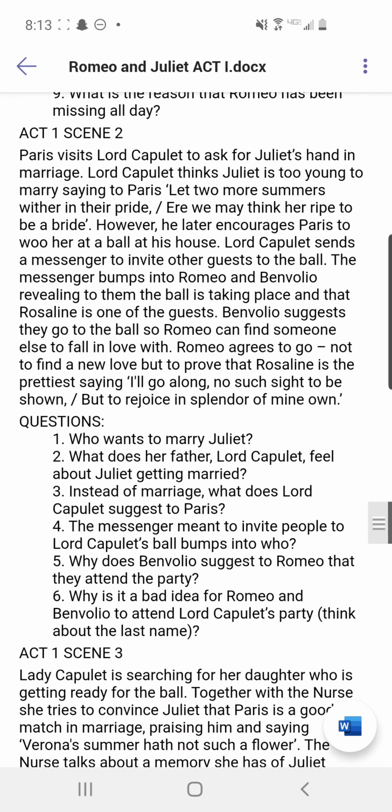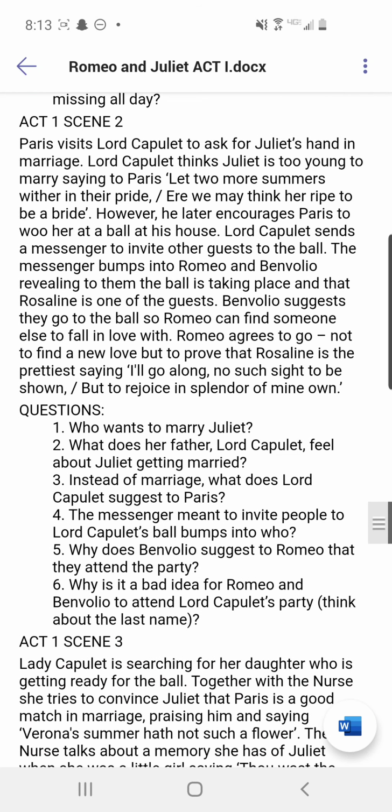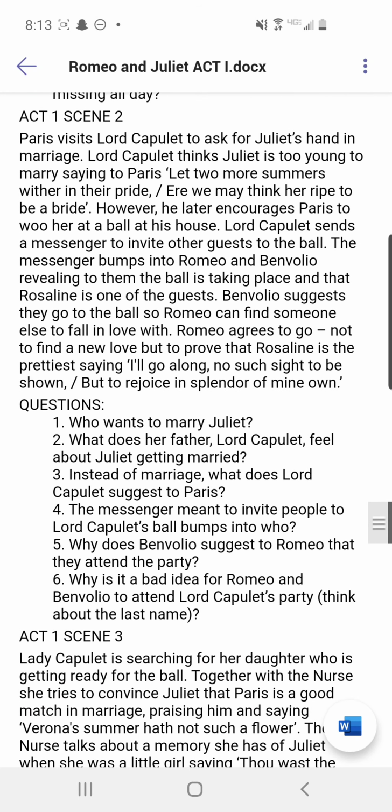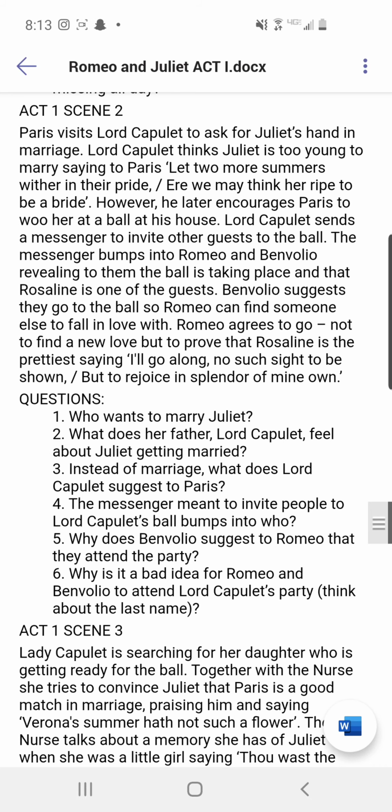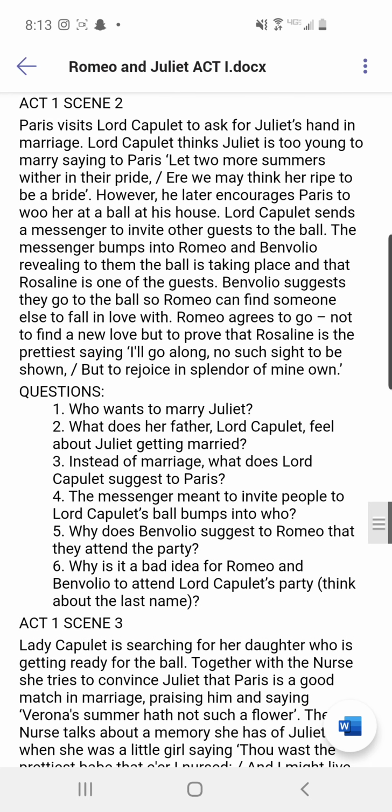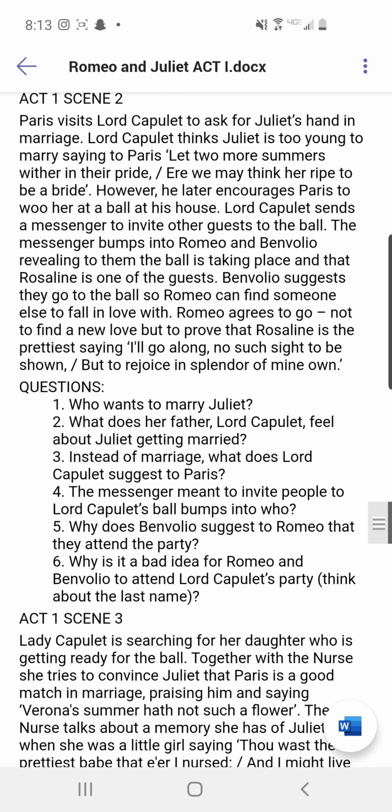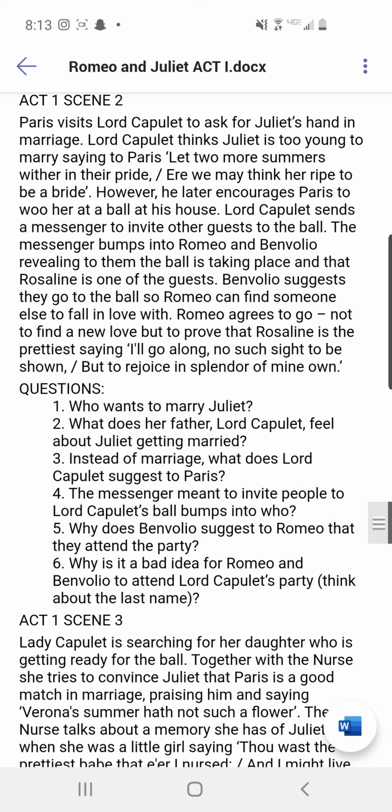Okay. Act 1, Scene 2. In Act 1, Scene 2, we are in a scene with the opposite family, the Capulets. Lord Capulet and a man named Paris. Who wants to marry Juliet? Paris, okay? He comes to marry Juliet. And what does her father, Lord Capulet, feel about Juliet getting married?